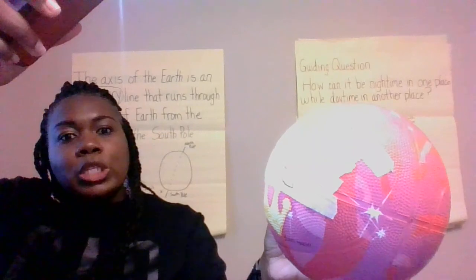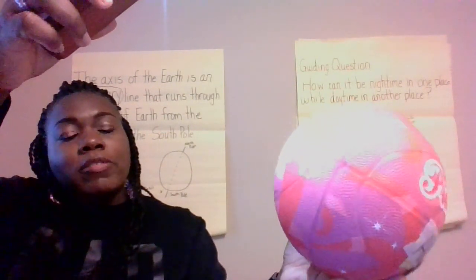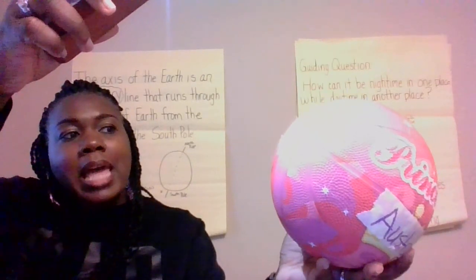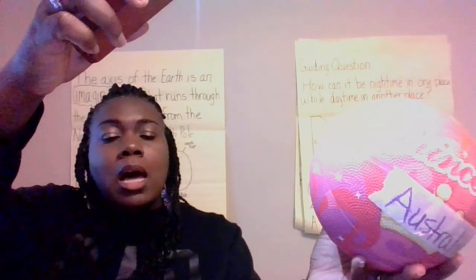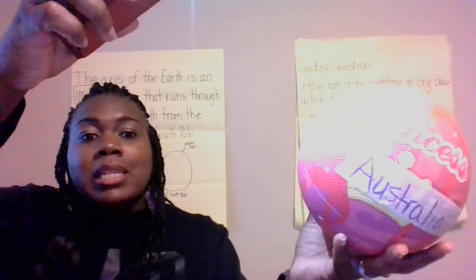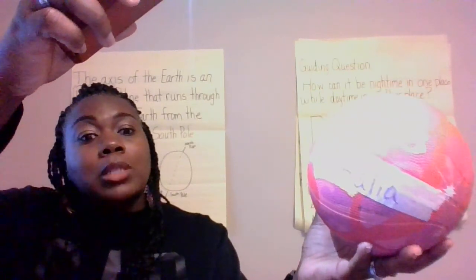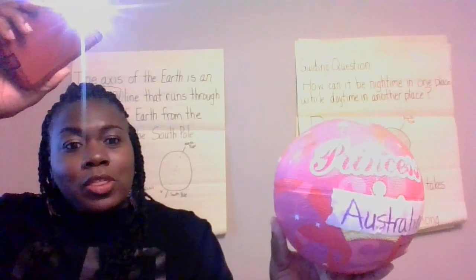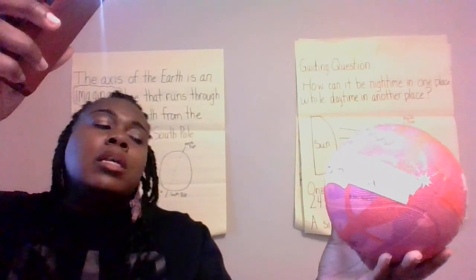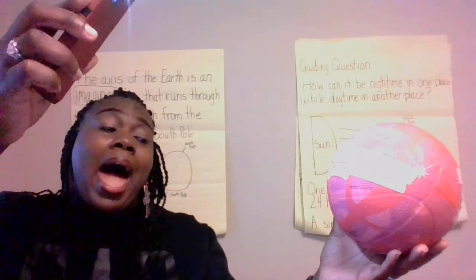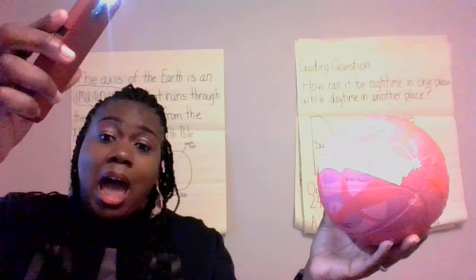If Earth begins to rotate, it's daytime here in the United States. But as the Earth rotates on its axis, the United States is turning away from the sun, so we're beginning to experience nighttime. And look around, here comes Australia. There's Australia, and Australia is now facing the sun. So Australia will now have daytime while the United States will be having nighttime.